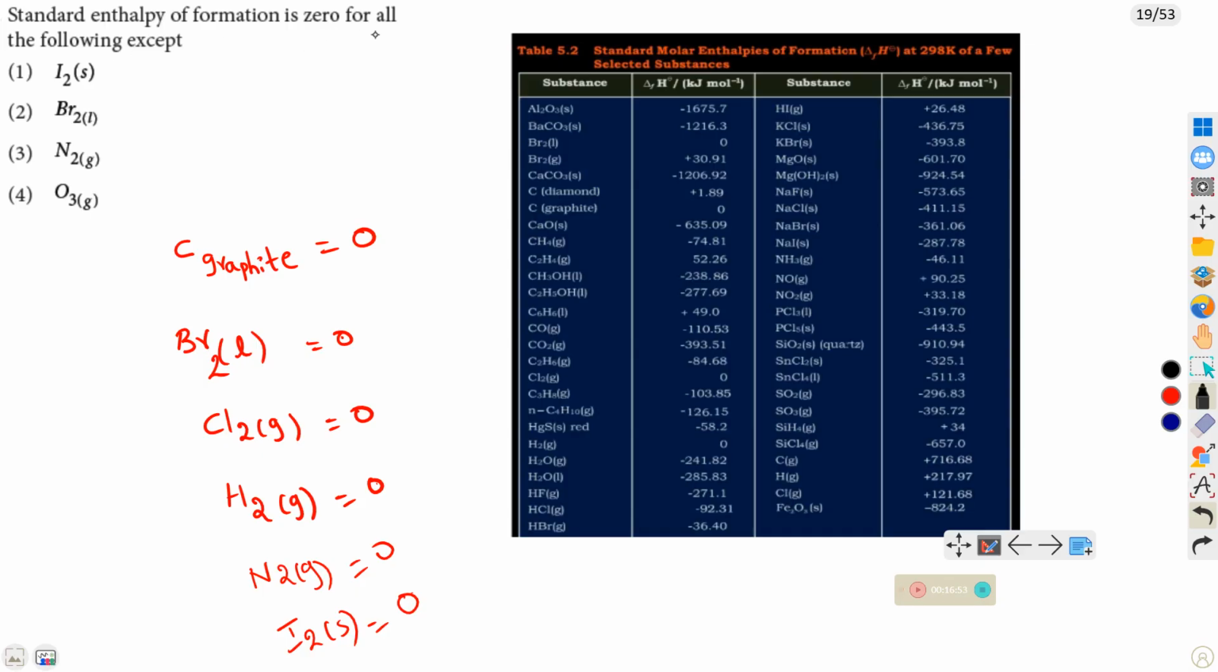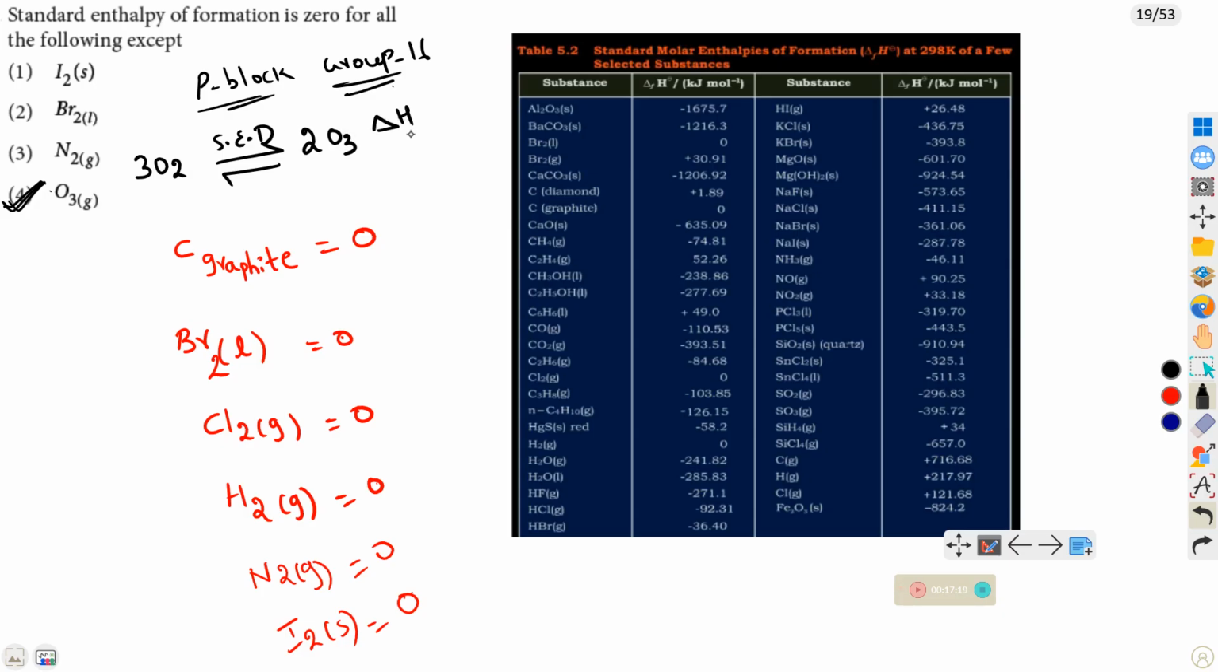Standard enthalpy of formation is 0 for all the following except ozone. Once revise: P block elements, group 16 elements, they're given ozone preparation method. 3 moles of O2 undergoes silent electric discharge, then it gives 2 moles of O3. The value of delta H is equal to plus 142.7 kilojoule per mole. Delta H value positive, it is an endothermic reaction.